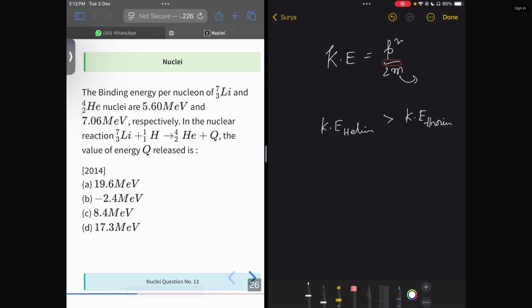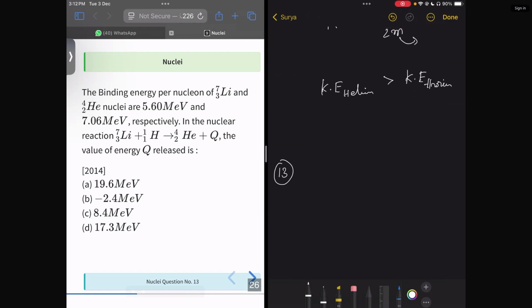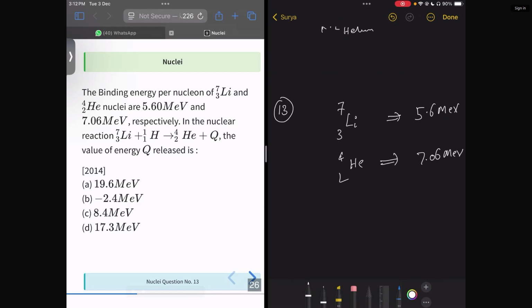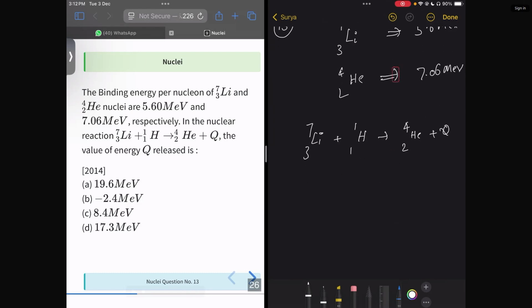So how will we calculate this? There is a binding energy they have given. The binding energy of lithium is given as 5.6 million electron volts, and the binding energy of helium is given as 7.06 million electron volts. So the nuclear reaction is lithium plus hydrogen gives us 4 helium plus some energy. They are asking what is Q here. So how will we find out the Q?